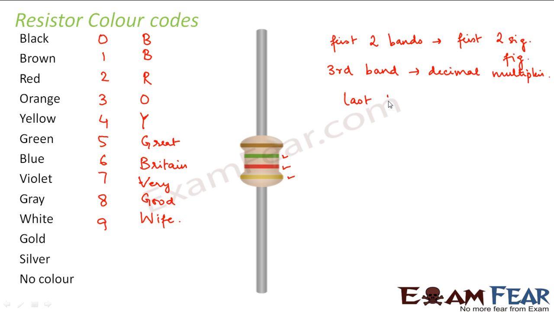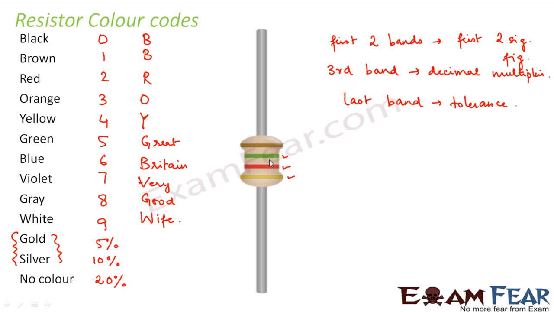And what about the last band? The last band represents the tolerance. Tolerance is nothing but the possible variation in percentage about the indicated value. It means the last band tells us to what percentage the value which you have calculated is correct. For tolerance, we normally have gold and silver. Gold is 5% tolerance, and silver is 10% tolerance. When you have no color, it is 20% tolerance. So it goes like this.